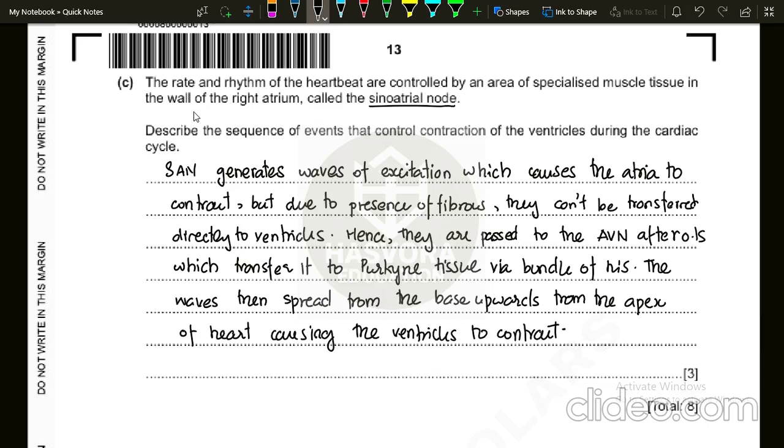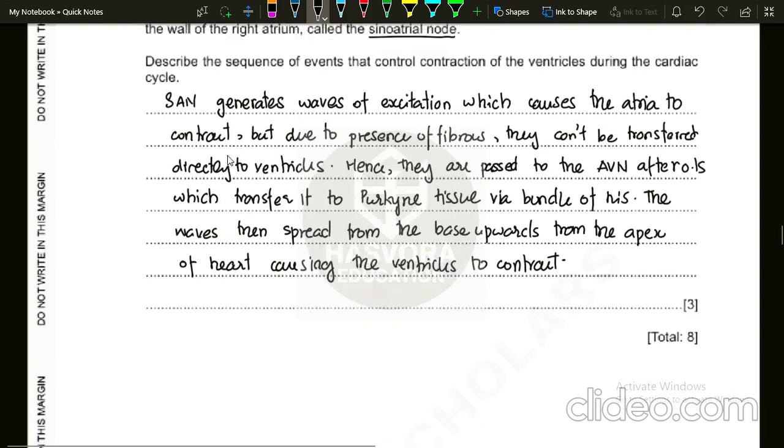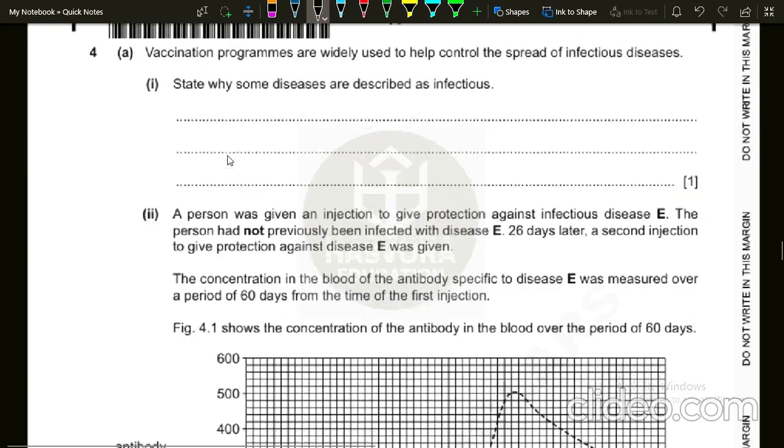We have just stated the sequence of events that causes the atria to contract, and how the ventricles contract, and how the AVN delay actually happens. Okay, let's move on to question number 4.